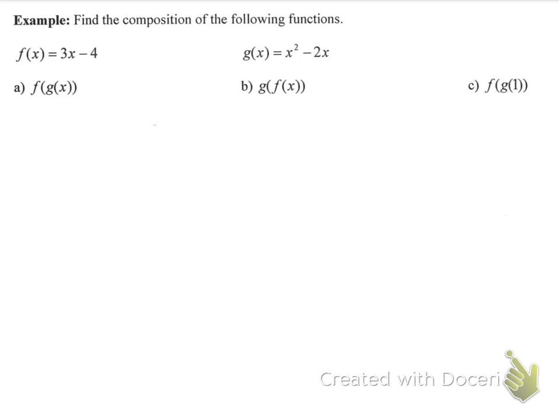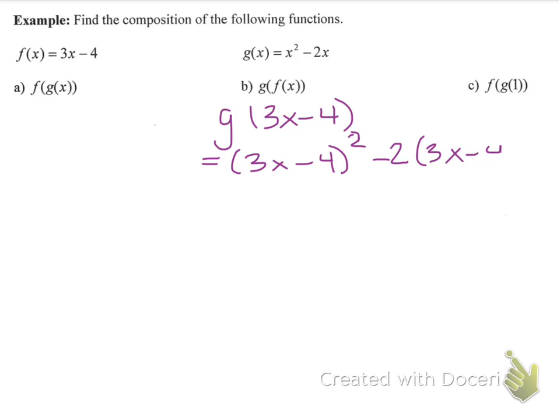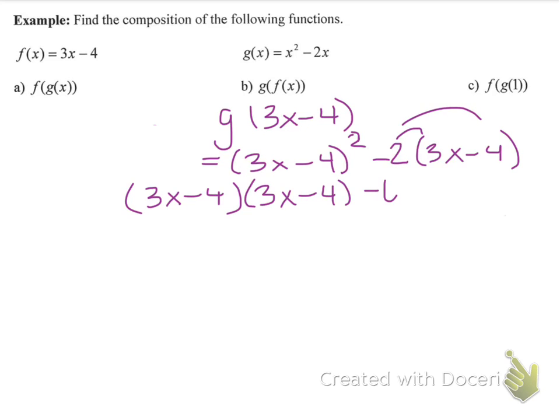Letter B is the opposite. They want you to plug f into g, so I still have the g equation, but I'm going to replace f with what it's equal to. And now the g function says my input is squared, and then I have minus 2 times my input. So when something is squared, I would write it twice. So I have two 3x minus 4s. Whether you FOIL or do box, this is what you're going to do for that part. And over here we can distribute, so I'll get minus 6x plus 8.